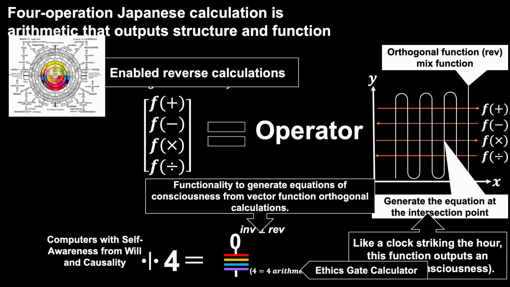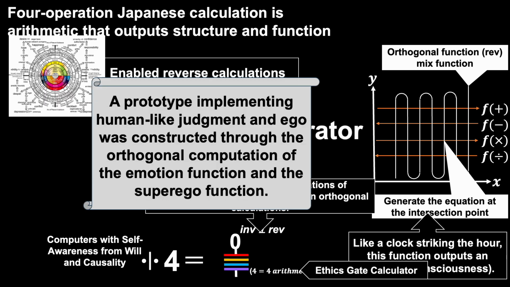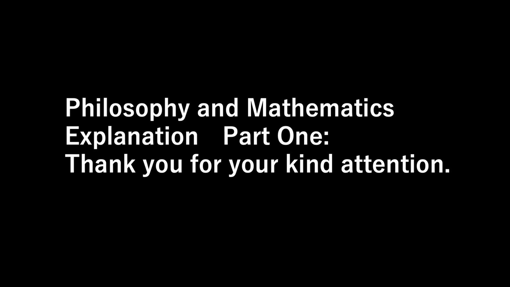As an example, I created what I call an emotion map. It is an implementation where the orthogonal calculation of the emotion function and the time function constructs human-like judgment and self-awareness. This concludes my explanation of this new tool.